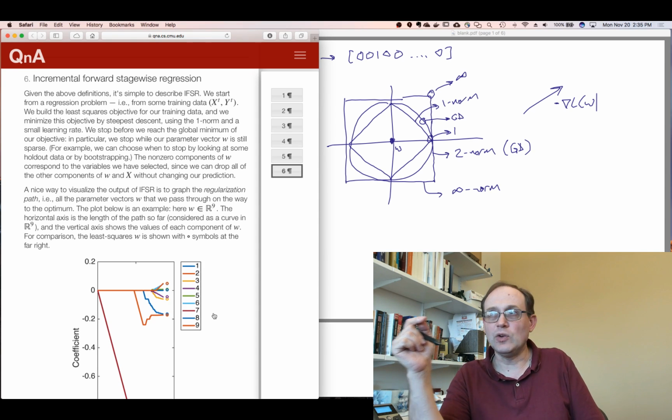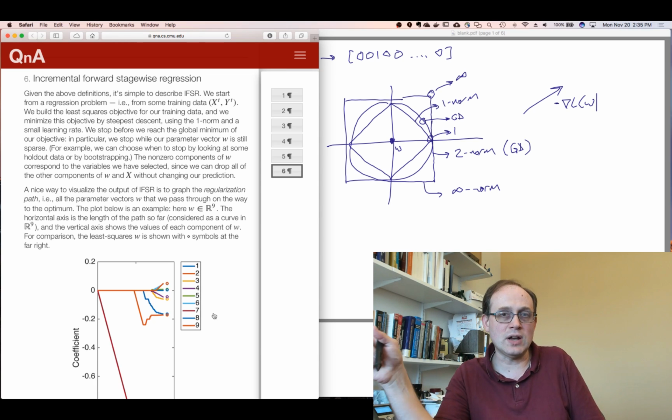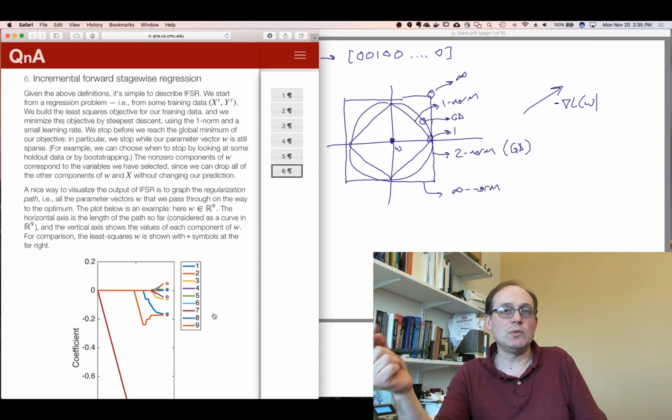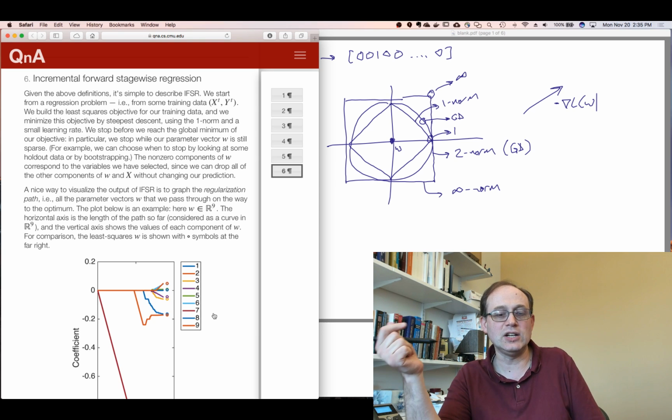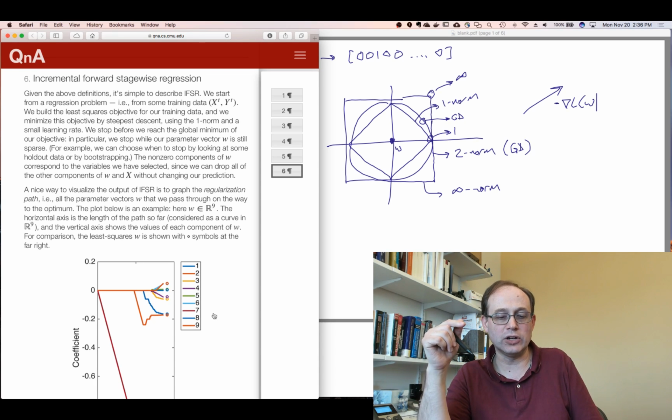So what does that mean? Because we're using the one norm, we're trying to keep our weight vector sparse as long as possible. Although, because we get to the minimum no matter what, if we run optimization forever, we'll get to the least squares solution. But what we do is early stopping. We might do early stopping based on a holdout set or based on cross-validation or bootstrap. And in order to get an accurate early stopping point, we use a fairly small learning rate.